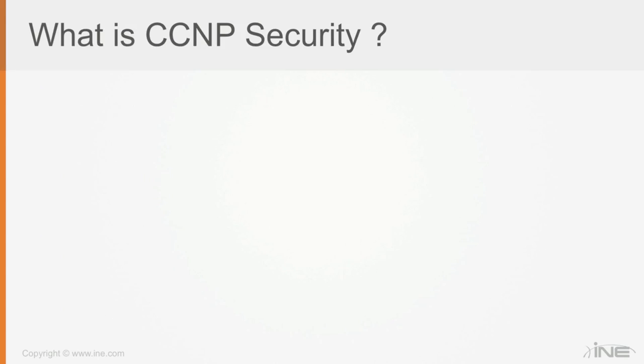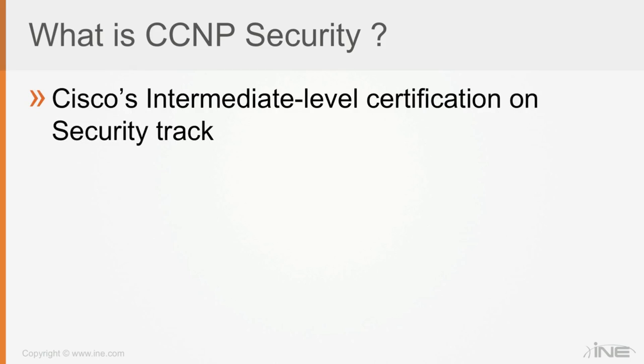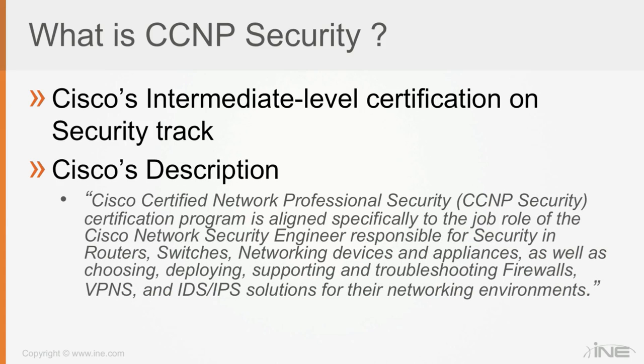So this class is part of the CCNP security track, which is Cisco's intermediate level certification on the security track. Per Cisco's description, CCNP is nothing else but a certification which proves that you are able to configure, implement, support, and troubleshoot most of the Cisco security technologies. Of course, not at a beginner level, not at an advanced level, but at an intermediate level of understanding of the technologies.